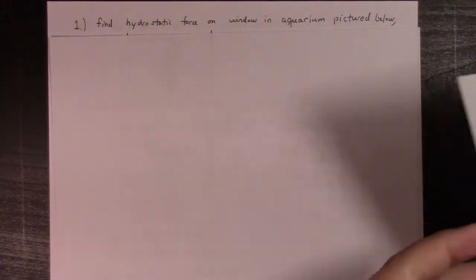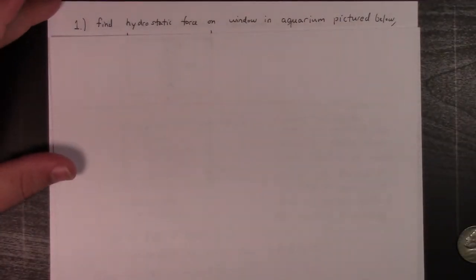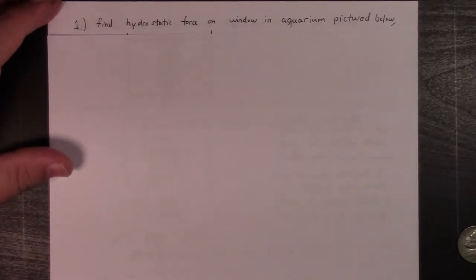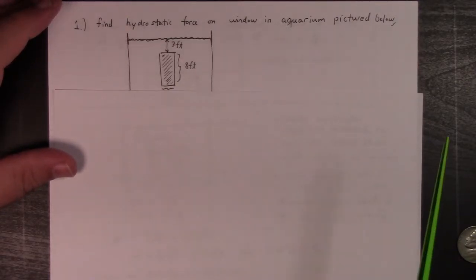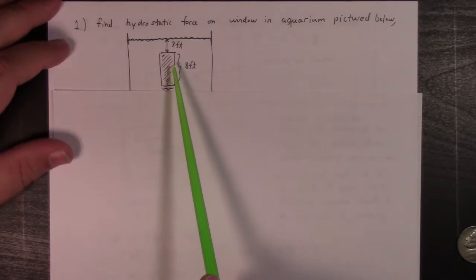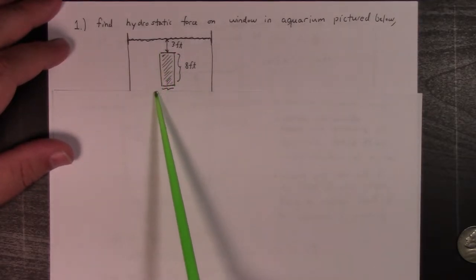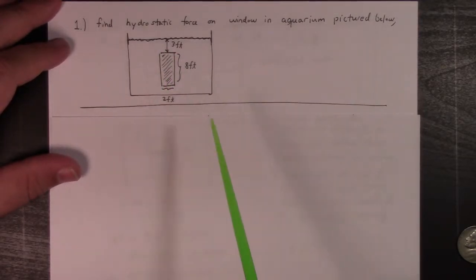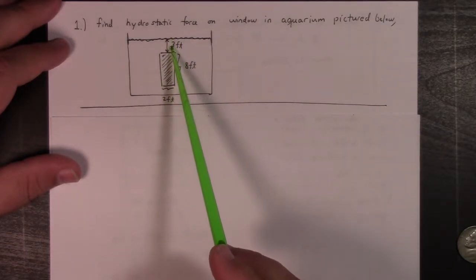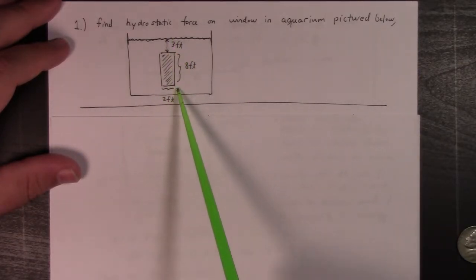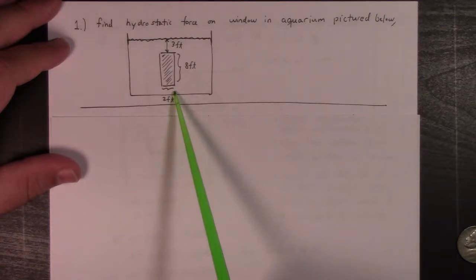So, we'll start with an example actually: the hydrostatic force on the window in the aquarium pictured below. So we want to find the force of the water pushing on this little window as sketched. All right, 3 feet, 8 feet, 2 feet. So it's 3 feet below the water, and then 8 feet, and then 2 feet like that.